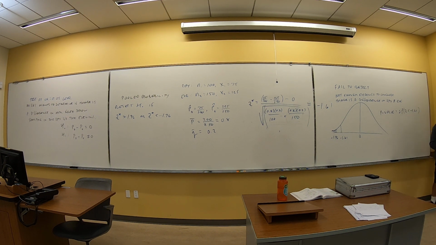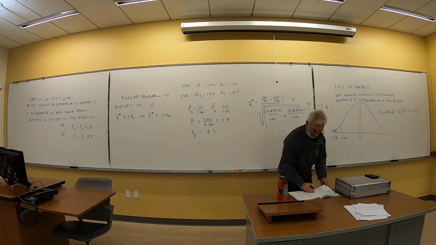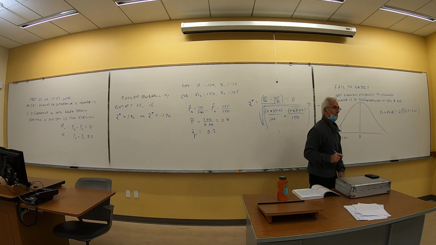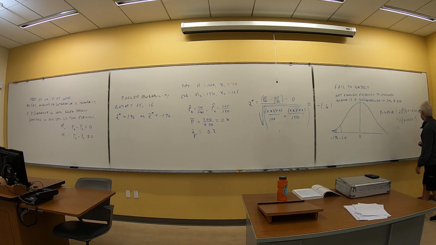Now we like this because I can look it up in the table easily. So let's find the value. Go to your table. Negative 1.61, what's the number you see? 0.0537. And what is this value? This is 0.1074.